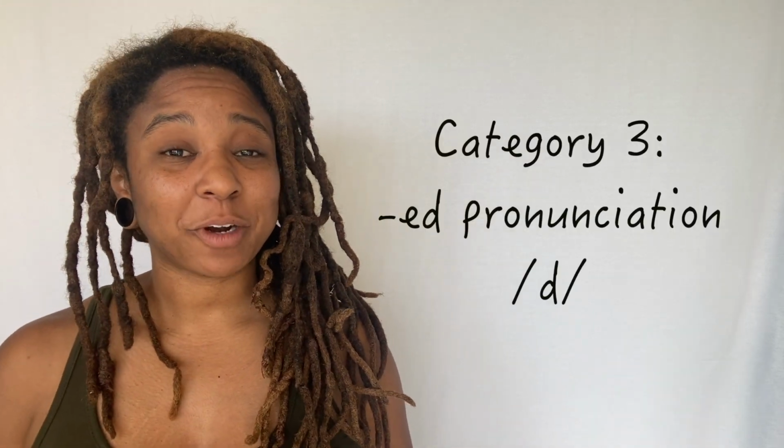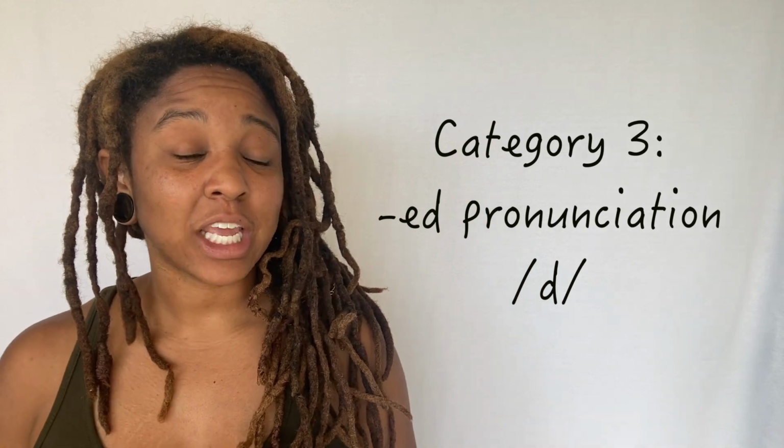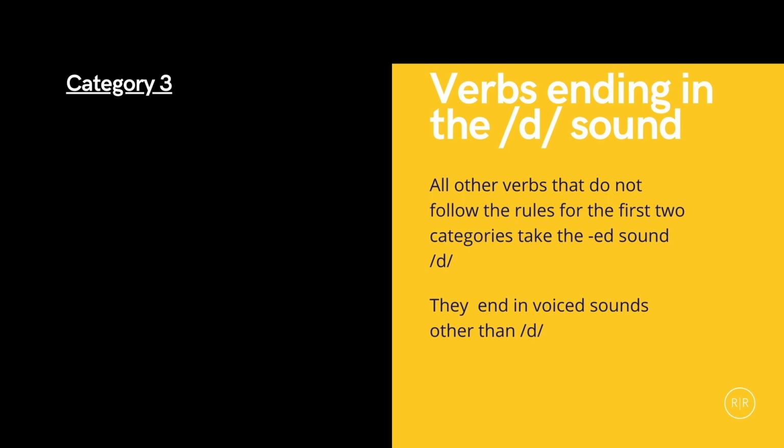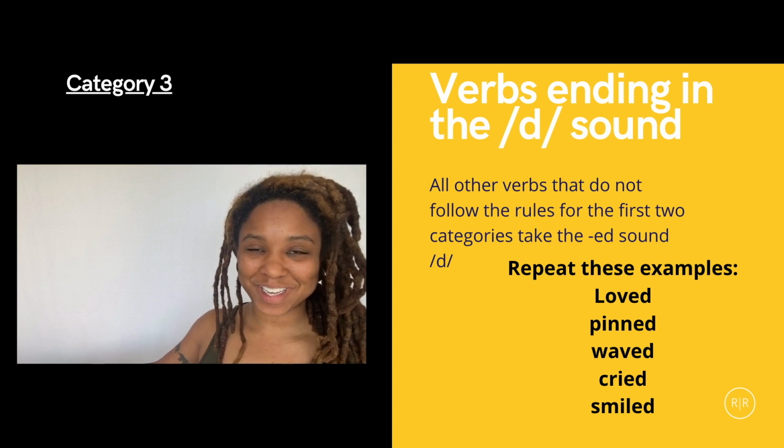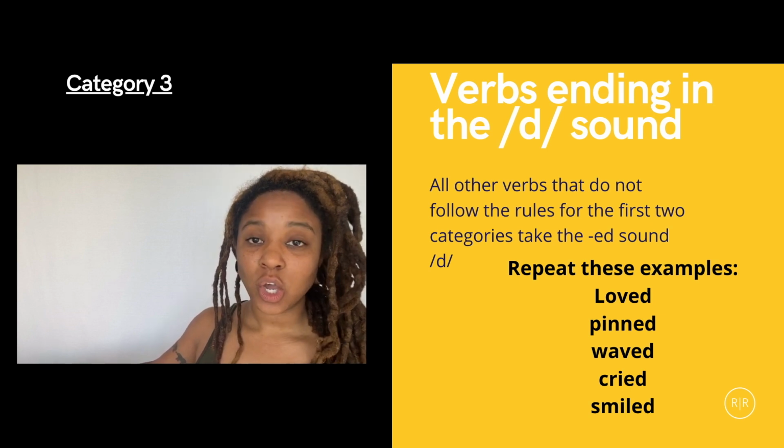So now we are moving on to those verbs which take an ed verb ending d. Basically all other verbs that do not fall into categories 1 or 2 fall into this category, category 3. And these are usually voiced sounds, meaning you engage your vocal cords. Meaning if I placed my 2 fingers on my neck, my vocal cords would vibrate. Here are some examples. Loved, pinned, waved, cried, smiled.